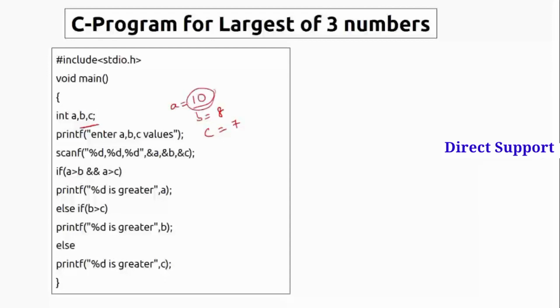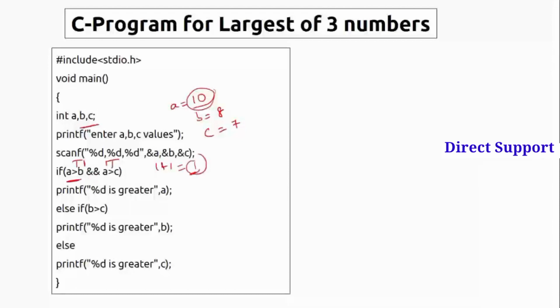How can it be found? If A is greater than B, it is checking: 10 is greater than 8, it is true, right? A is greater than C, 10 is greater than 7, is true. Remember one more point: we are assuming it as true, but the compiler takes true as a non-zero value. Here it is 1 and here also 1. So 1 and 1, or true and true. True means 1, or any non-zero value. So this if condition value is 1.